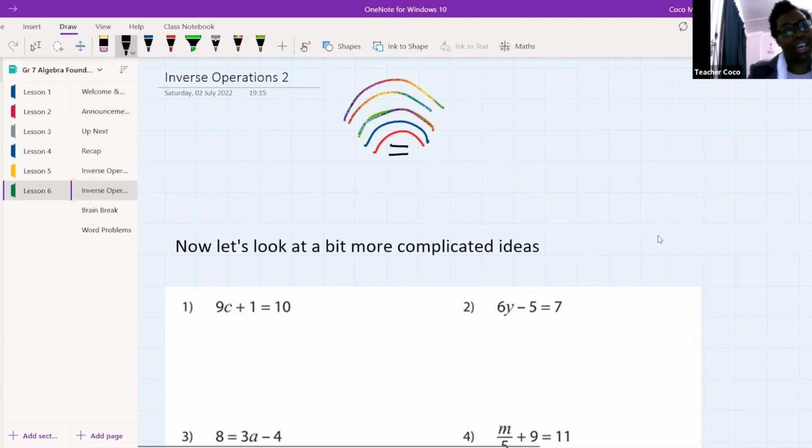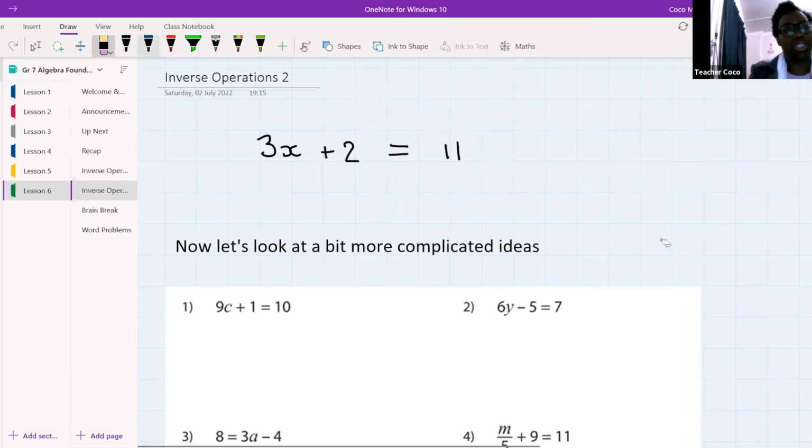Now, on this side, I'm going to have 3x + 2 is equal to 11. Now, we said we want x on its own, right? We want x to sit on its own. So the first thing that I'm going to move over to the other side is my +2. I want +2 over, so I'm going to move +2 over to the other side.